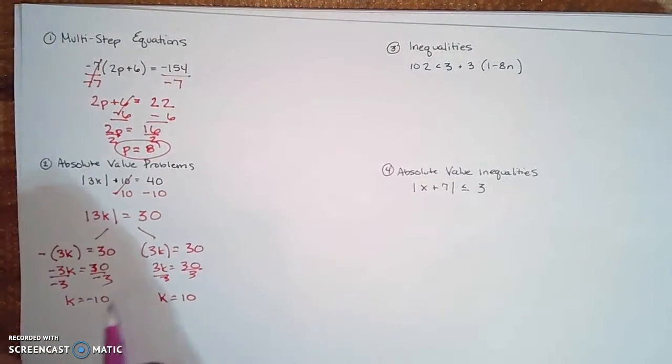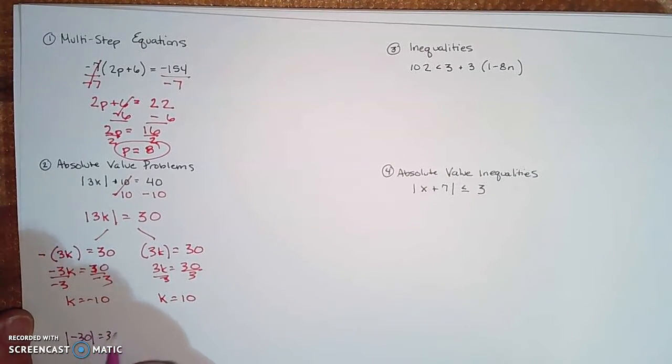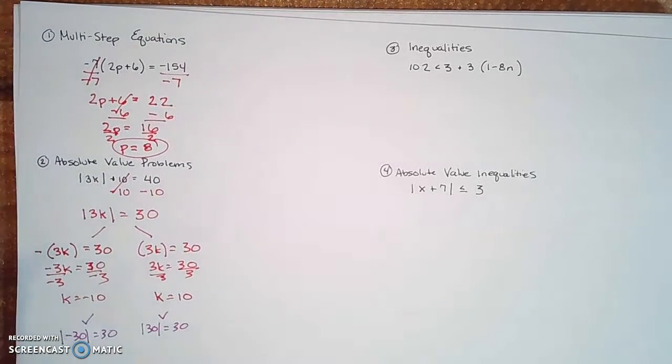Put negative 10 into the original equation. The absolute value of negative 30 is 30, so that one worked. And the absolute value of 30 is 30. Remember, absolute value signs just strip away multiplication signs. Okay, so the next part of the problem is inequalities.